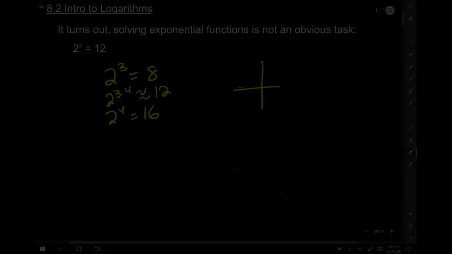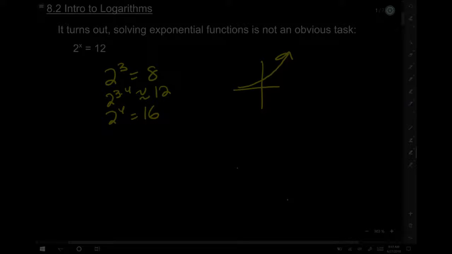So it turns out, we're doing Chapter 8.2 now, Intro to Logarithms. It turns out that solving exponential functions is not an obvious task. 2 to the x equals 12. Well, we know that's going to be true for some number of x, because 2 to the third is 8, and 2 to the fourth is 16. So for something in between, 2 to the 3.4 or something, we're going to get 12.